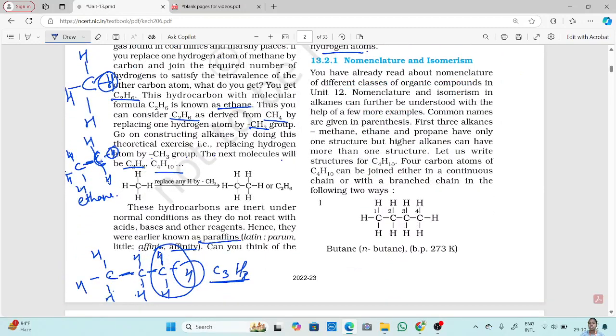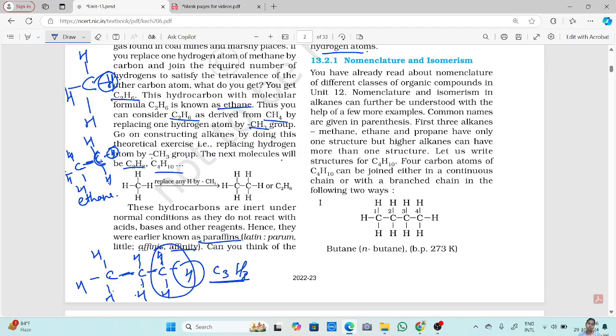Next is nomenclature and isomerism. Now you have already read nomenclature of different classes of organic compounds, right? Nomenclature and isomerism in alkanes can further be understood with the help of a few more examples. Now how will you name them? Common names are given in parentheses.